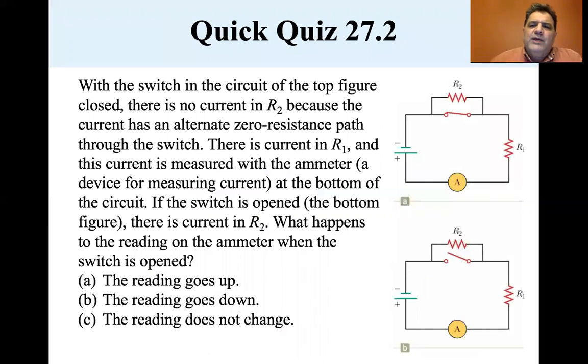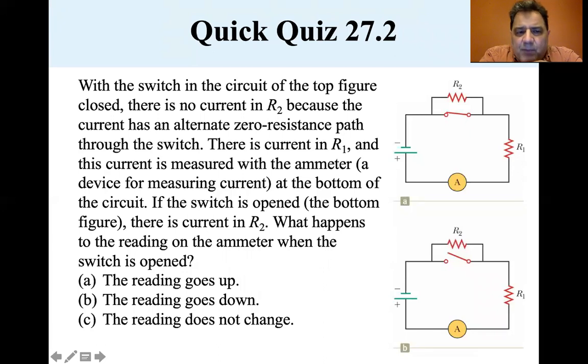Okay, a quick quiz. With the switch in the circuit of the top figure closed, there's no current in R2 because the current has an alternate zero resistance path. In other words, it's a short. There's a short going across R2 through the switch. There is current in R1, and this current is measured with the ammeter at the bottom of the circuit.